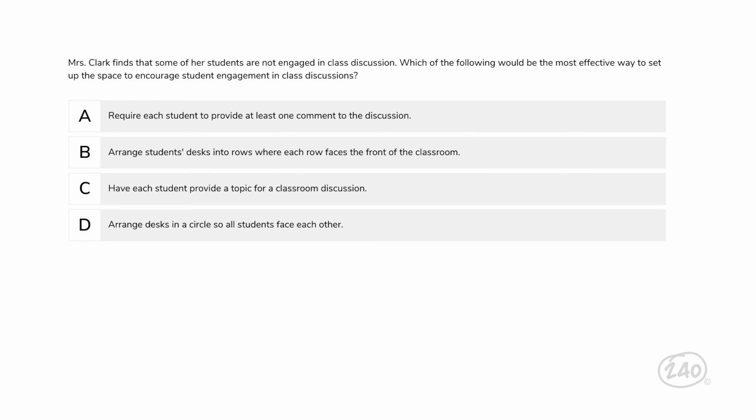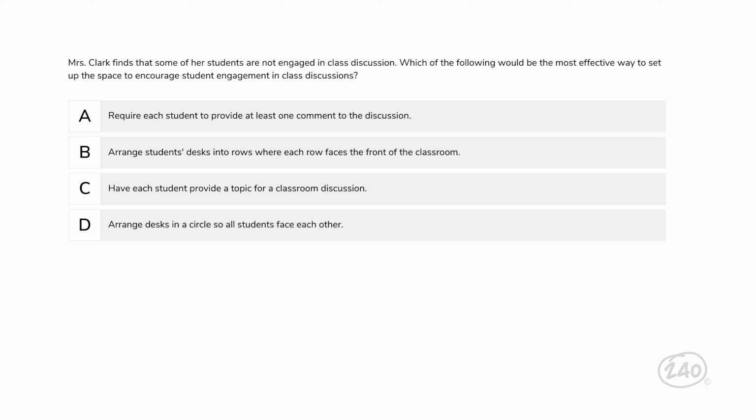Mrs. Clark finds that some of her students are not engaged in class discussion. Which of the following would be the most effective way to set up the space to encourage students' engagement in the class discussion? A. Require each student to provide at least one comment to the discussion. B. Arrange student desks into rows where each row faces the front of the classroom. C. Have each student provide a topic for a classroom discussion. Or D. Arrange desks in a circle so that all students face each other.